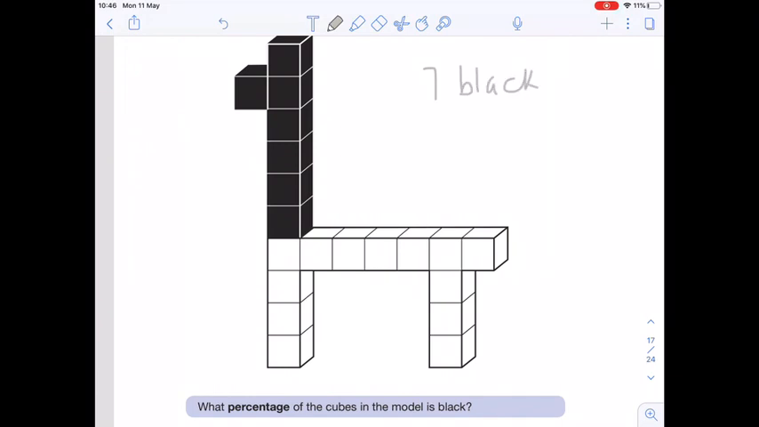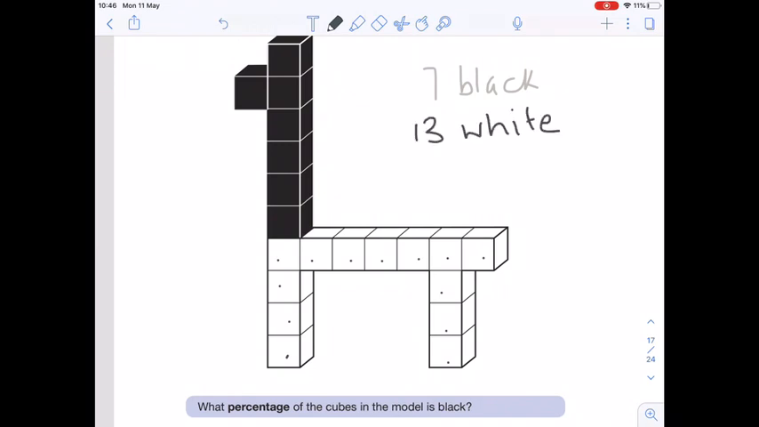And then we need to see how many we've got that are white. So 1, 2, 3, 4, 5, 6, 7, 8, 9, 10, 11, 12, 13. So we've got 13 white.